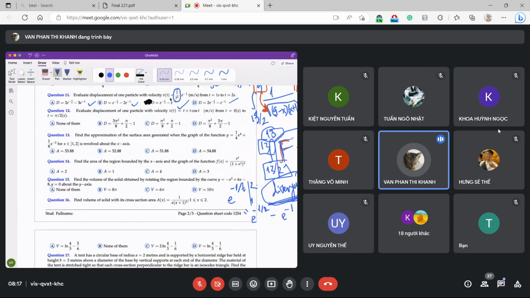Okay, 12. The same, so I skip this question. Okay, displacement, the same. Find the approximation of the surface area.